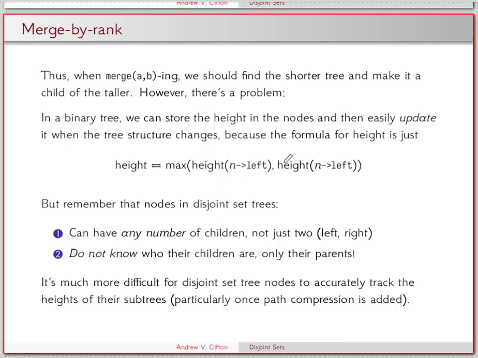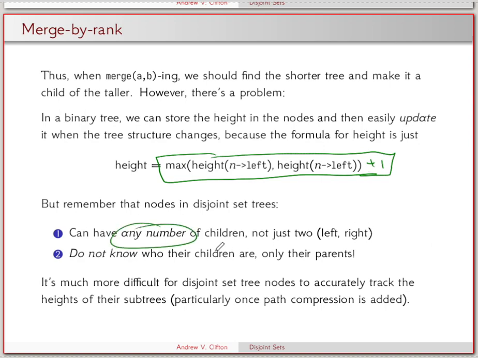Now, in a binary tree, like in an AVL tree, we just store the height in the nodes, and then we can update it when the tree structure changes, because we can just look at our children: the height is the larger of the left or the right, plus 1. And it's easy. But in a disjoint set, I can have any number of children, not just 2. And I also don't have any way of figuring out who my children are. I can't look down and ask which of my children has the biggest height. I have no idea who my children are.